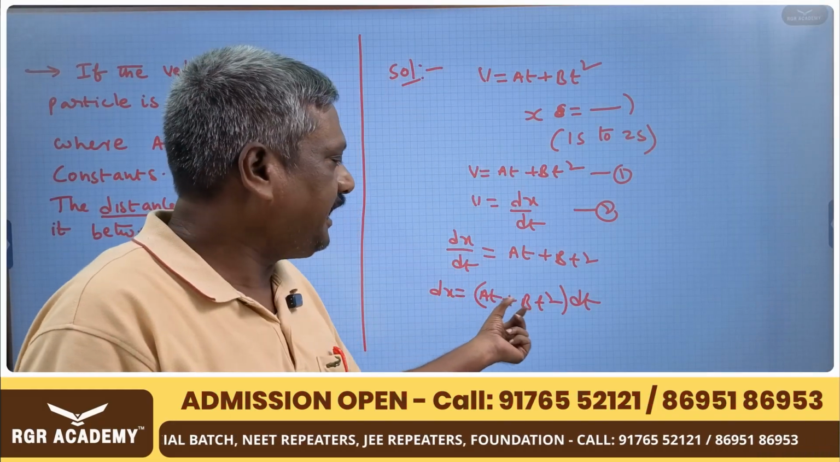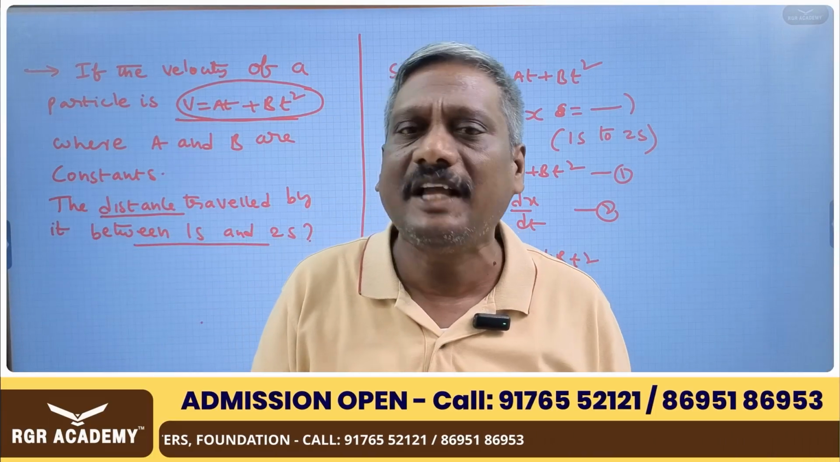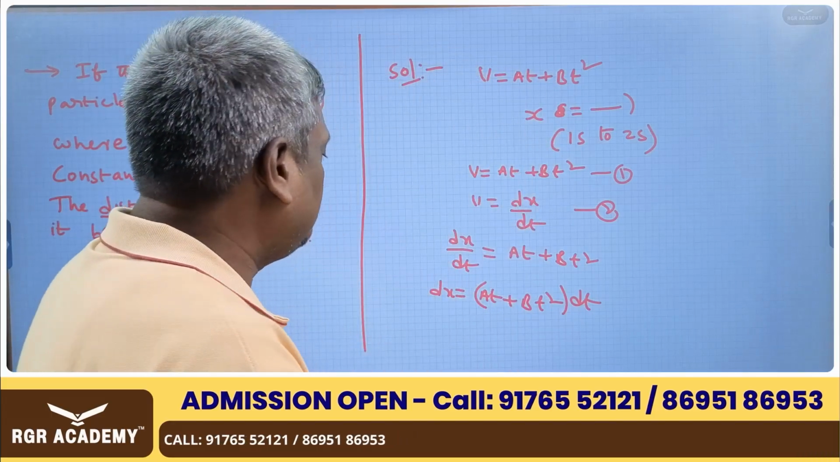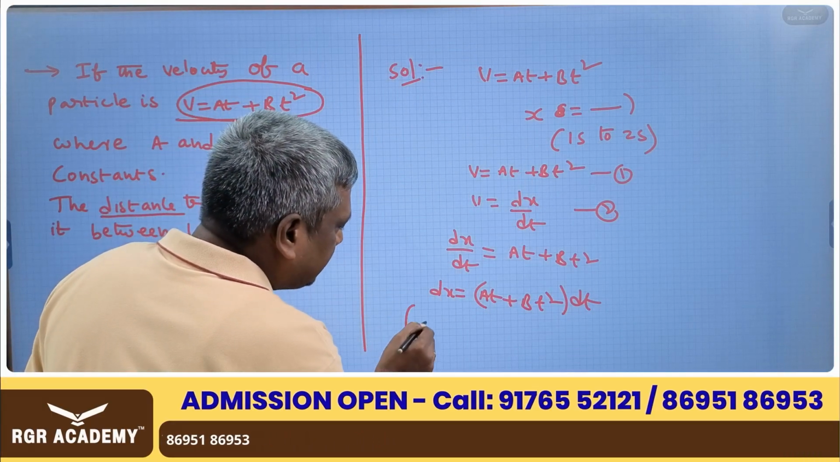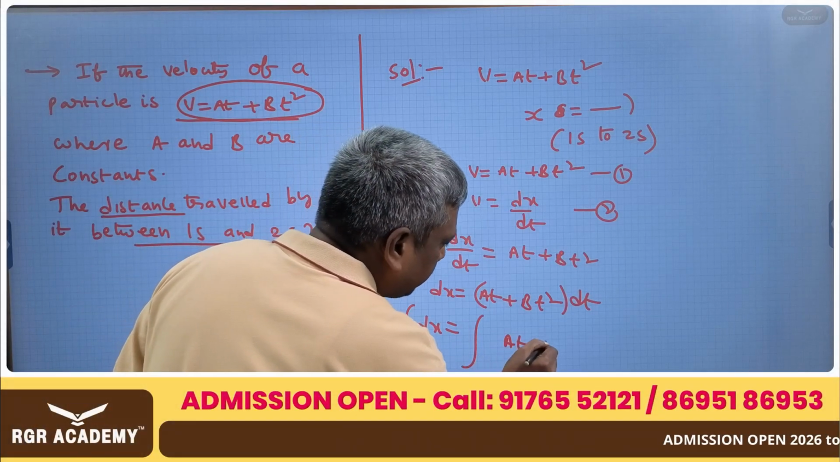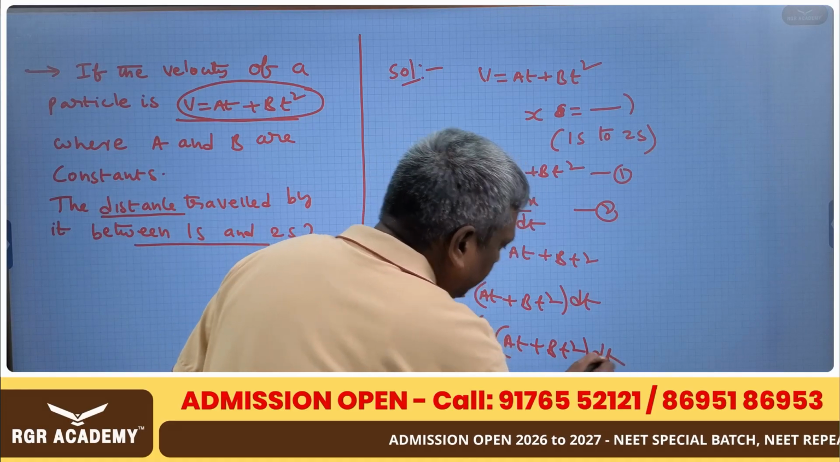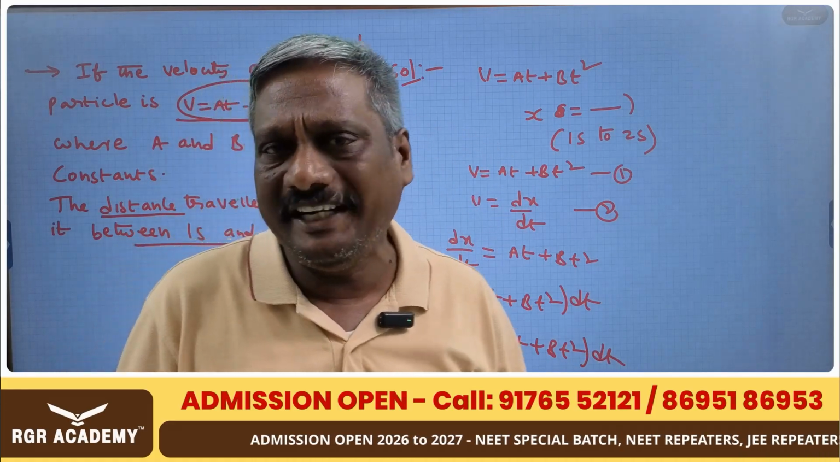dx is equal to (at plus bt square) into dt. Now do the integration on both sides. Integral dx is equal to what? Integral (at plus bt square) into dt.